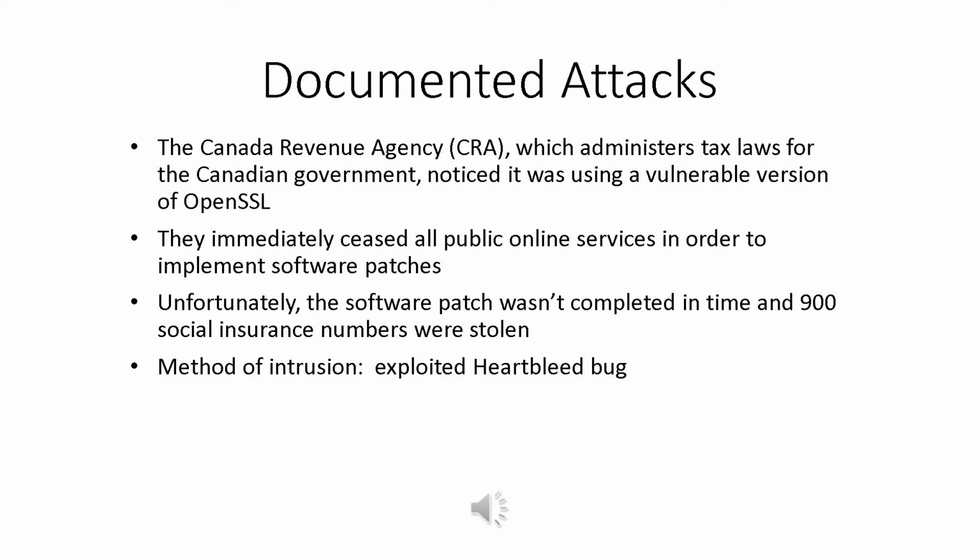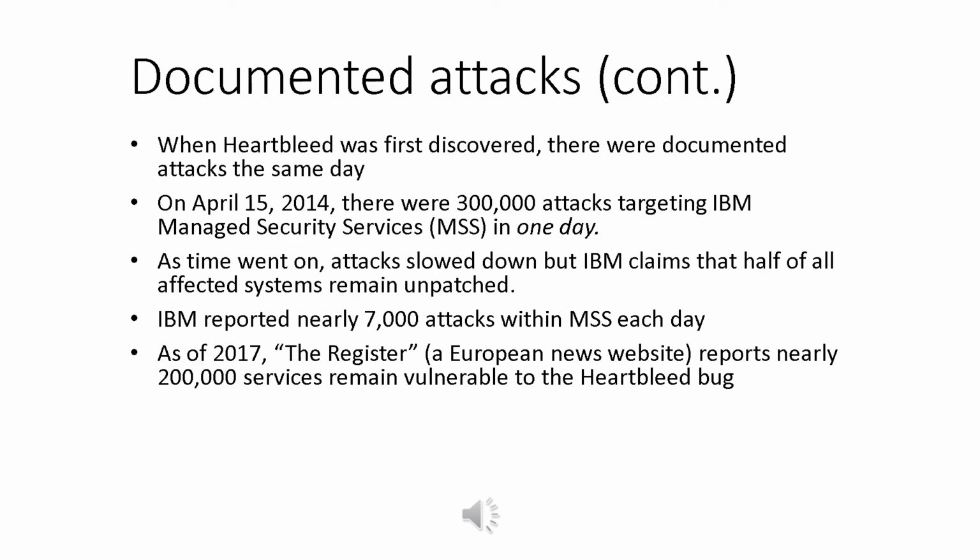Next, I wanted to introduce to you some actual documented attacks that were carried out by exploiting the Heartbleed bug. This case here involved the Canada Revenue Agency. This agency is in charge of administering tax laws for the Canadian government. They noticed that they had a vulnerable version of OpenSSL and immediately ceased all public online services in order to implement the necessary software patches. However, they were a bit late in implementing that software patch, and over 900 social insurance numbers were stolen. Again, the method of intrusion was exploiting the Heartbleed bug.